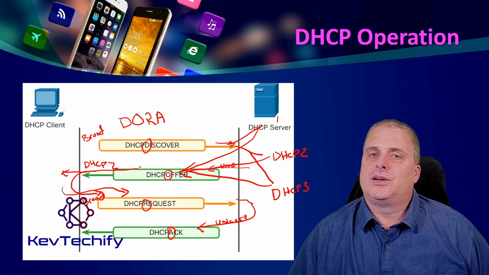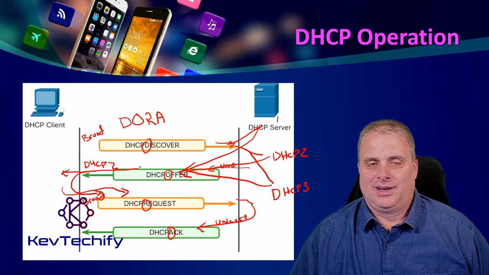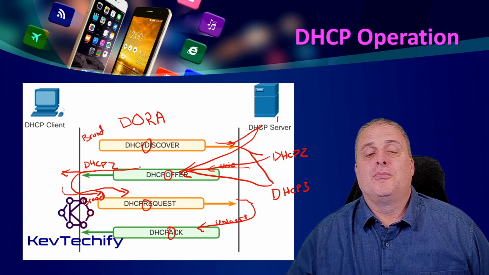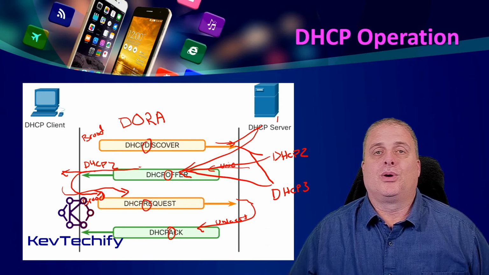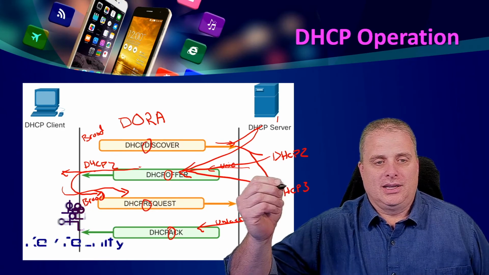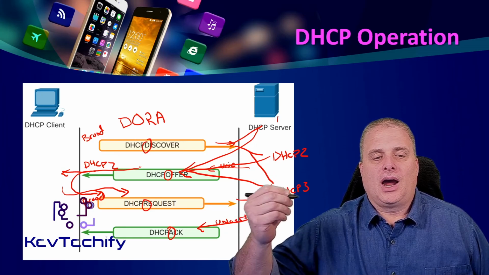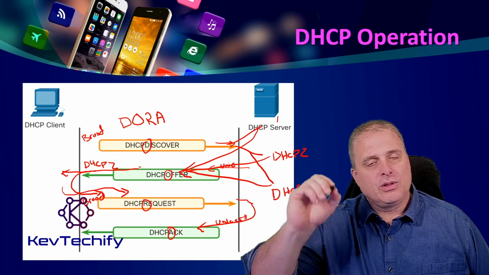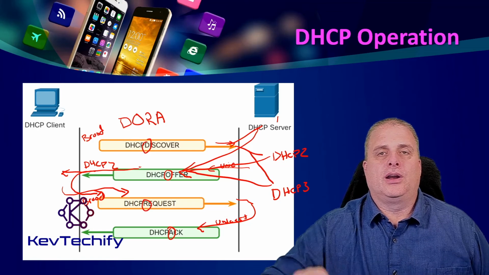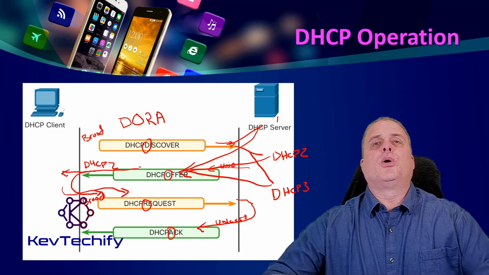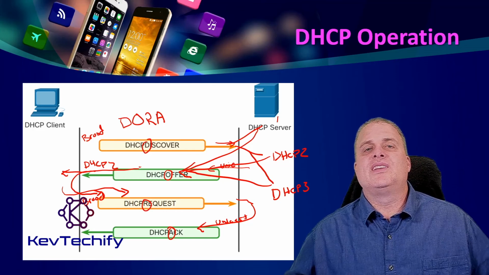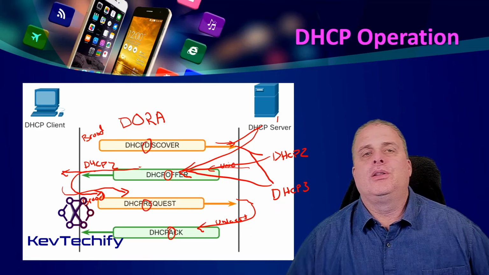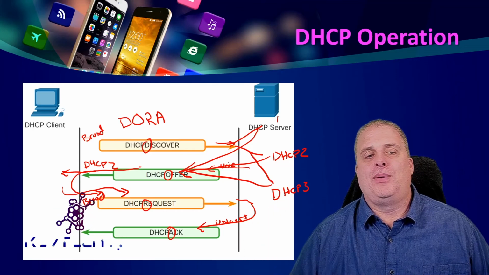This is where Dora the Explorer comes in. It's hokey, but it works. Dora the Explorer, you can remember the D for discover, O for offer, R for request, A for acknowledgement. That's how I remember it. That's how the majority of people remember it out there, is Dora. We're exploring for an IP address. We want this IP address in there. Dora the Explorer is going to find our IP address.